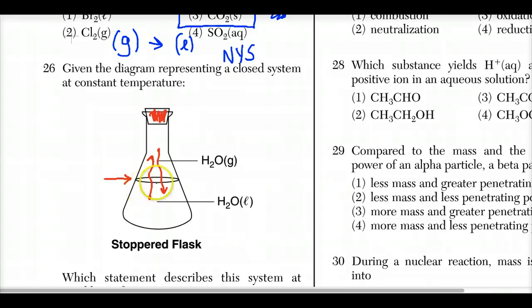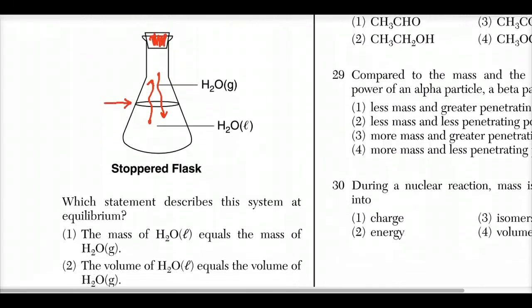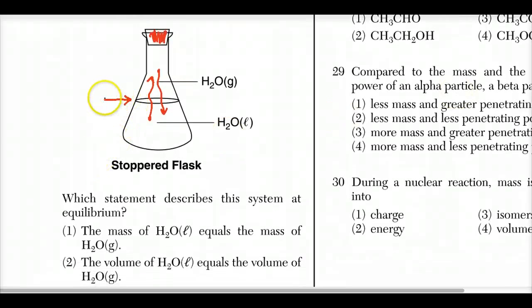All right. In any case, I don't know what the question reads, but that's what I think right away. Which statement describes a system in equilibrium? Well, equilibrium means that things stay constant because the rate of the forward equals the rate of the reverse. So the mass of the H2O liquid equals the mass of the gas? Probably not the case since gases have low density. It's not about the masses equaling, it's about the rates being equal.